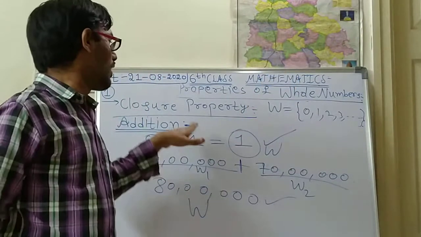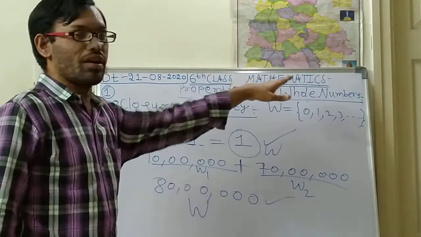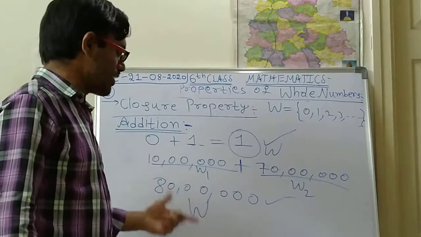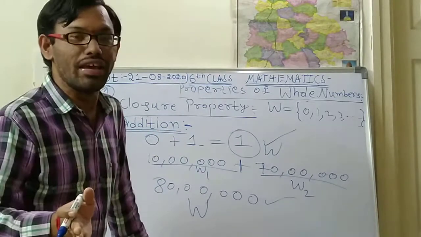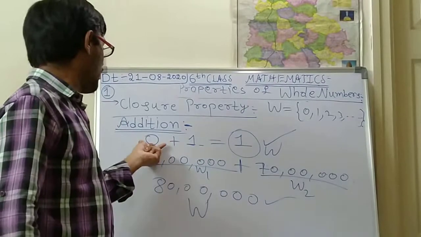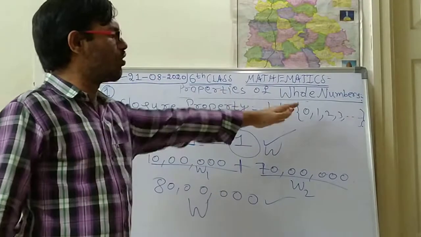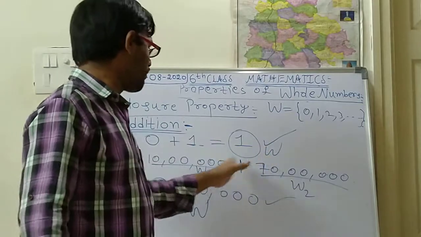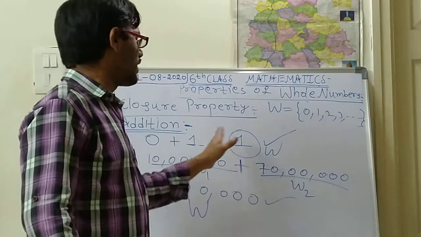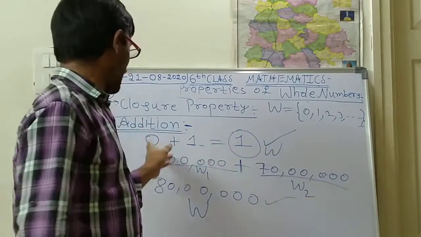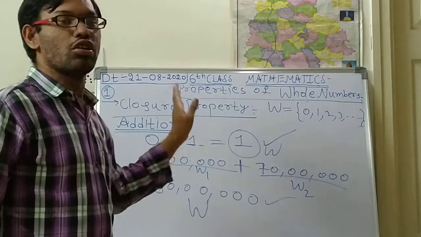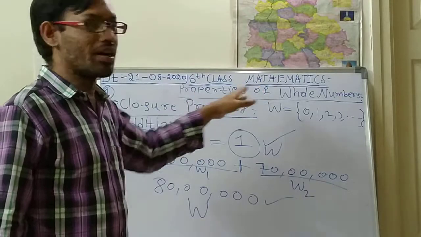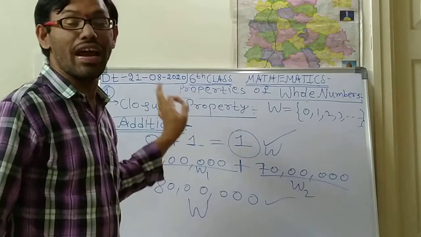So this is the closure property of whole numbers under addition. That means, what is the final statement? If A and B are any two whole numbers, then A plus B is also a whole number. So this is the closure property of whole numbers under addition.